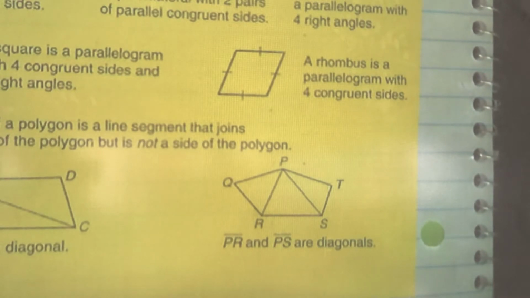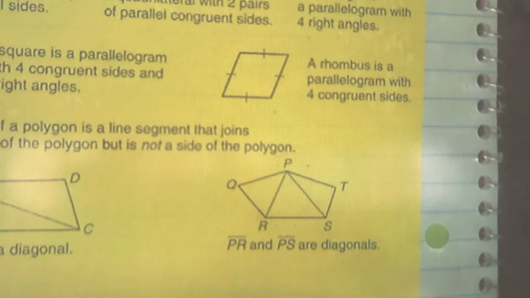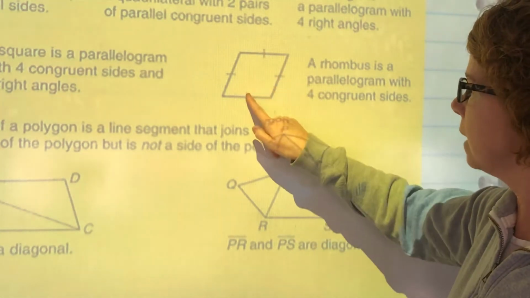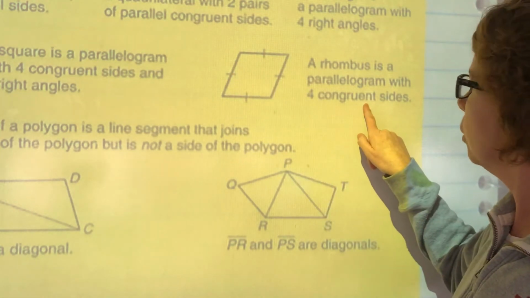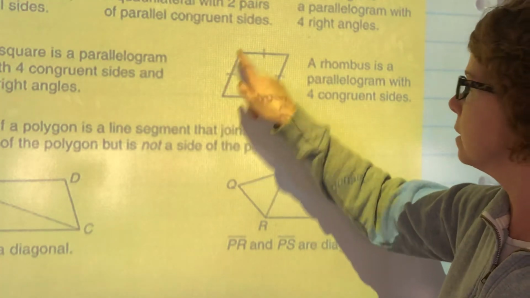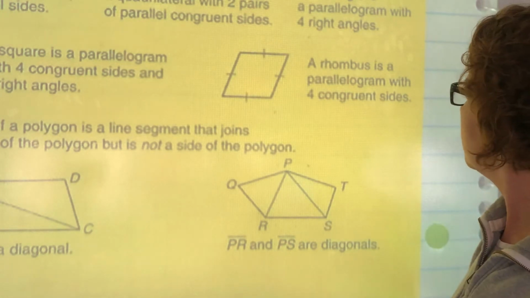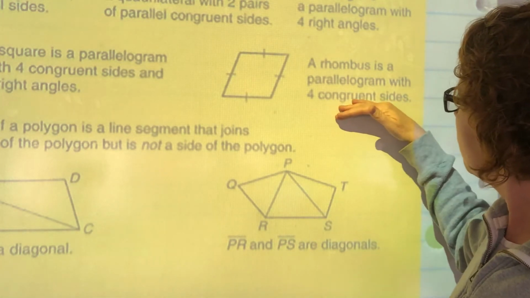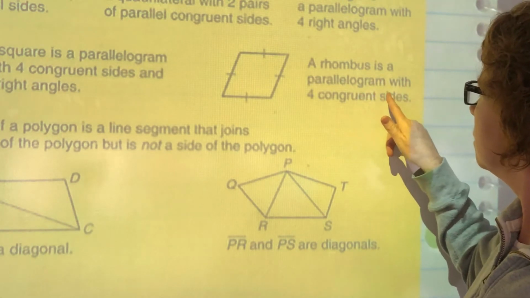A rhombus is a parallelogram with 4 congruent sides. There are no right angles in this one. The definition of a rhombus: it's a parallelogram, which we know means it has 2 sets of parallel sides, and 4 congruent sides. So again, boom, boom, boom, boom. All 4 sides are the exact same. No right angles though. So the definition of a rhombus is a parallelogram with 4 congruent sides.